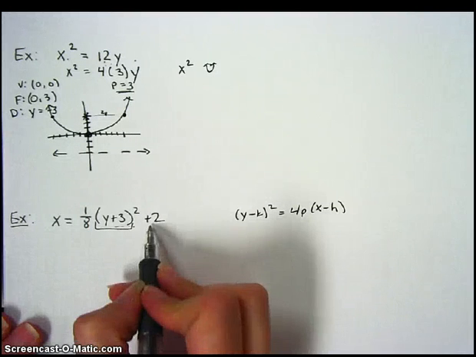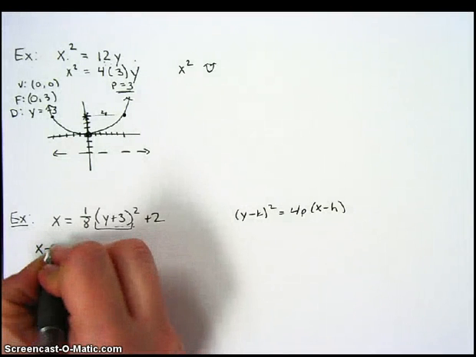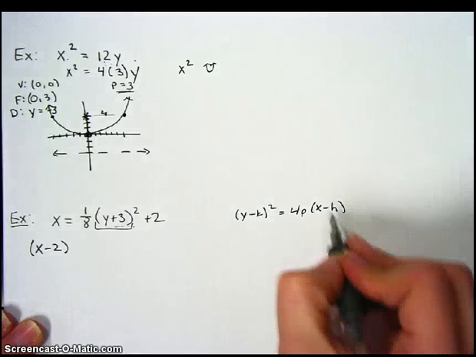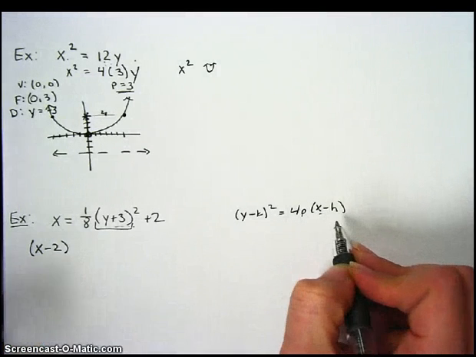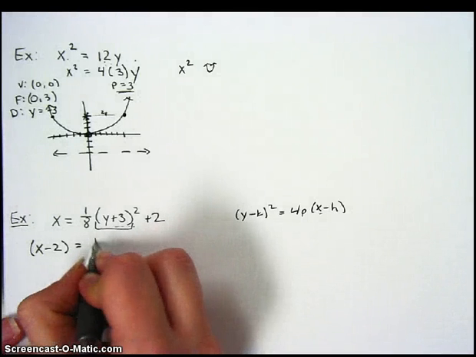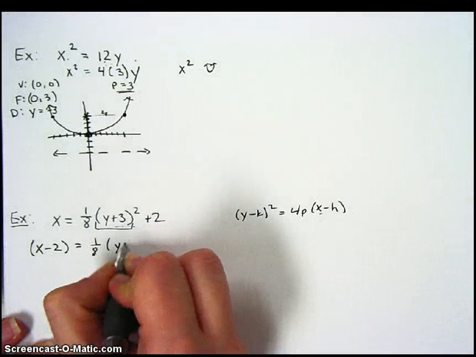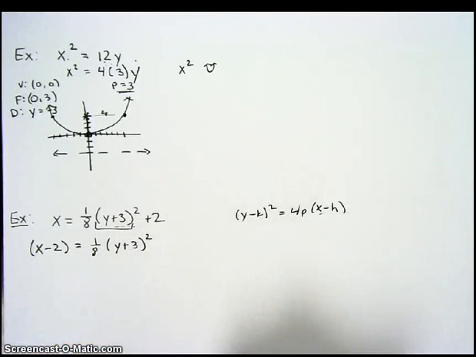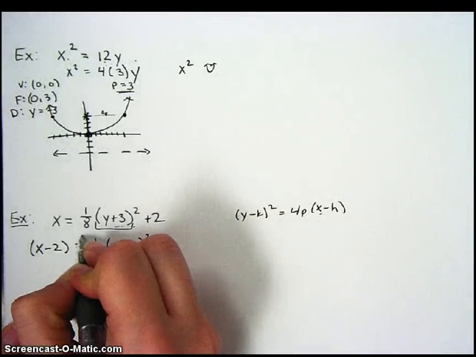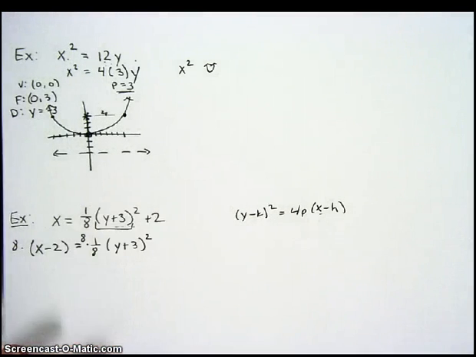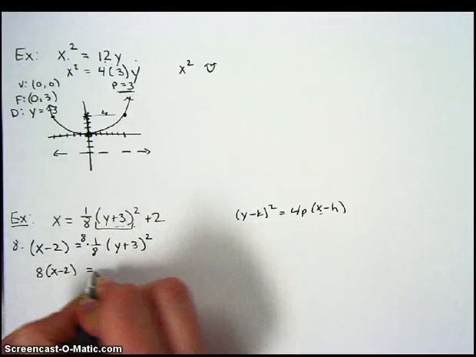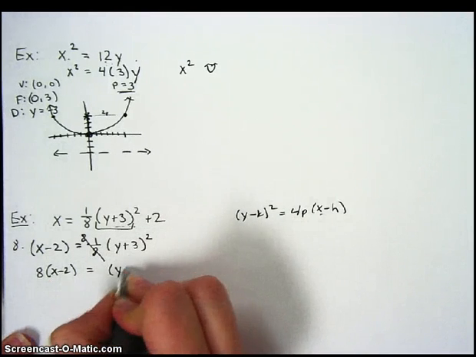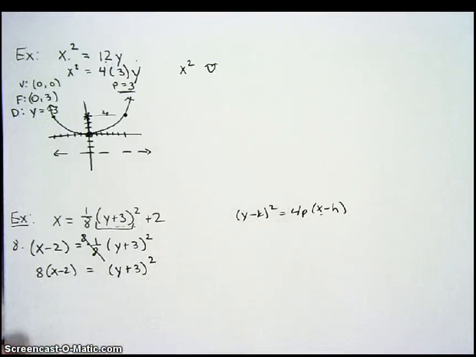The first thing we'll do is subtract, so we'll have x minus 2. We're going to put that in parentheses, because if you notice, my x and its common factor are going to be grouped together, equals 1/8 (y plus 3) squared. We need to get rid of that 1/8, and if we want to get rid of a 1/8, we can multiply both sides by 8. So now we're going to have 8(x minus 2) equals, now those cancel each other out, (y plus 3) squared.